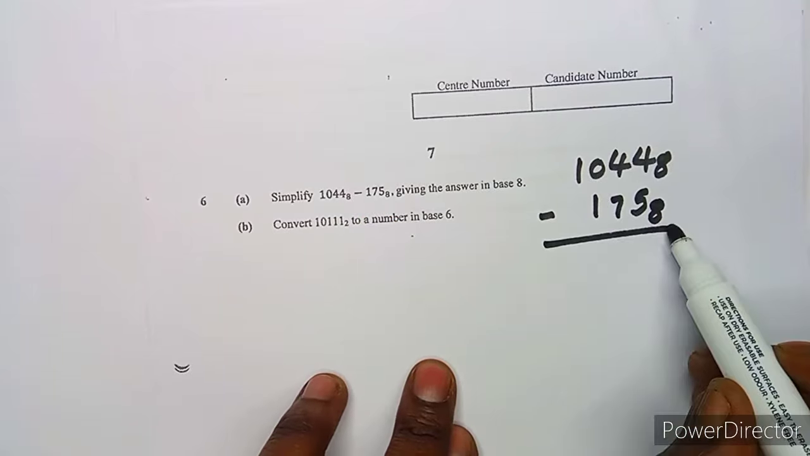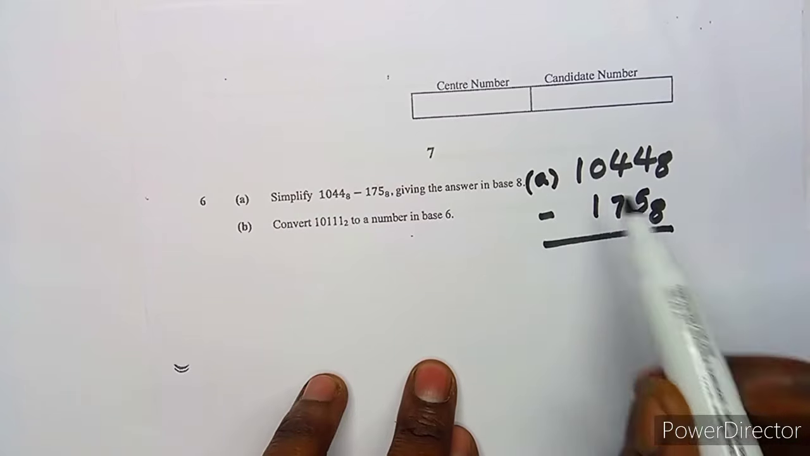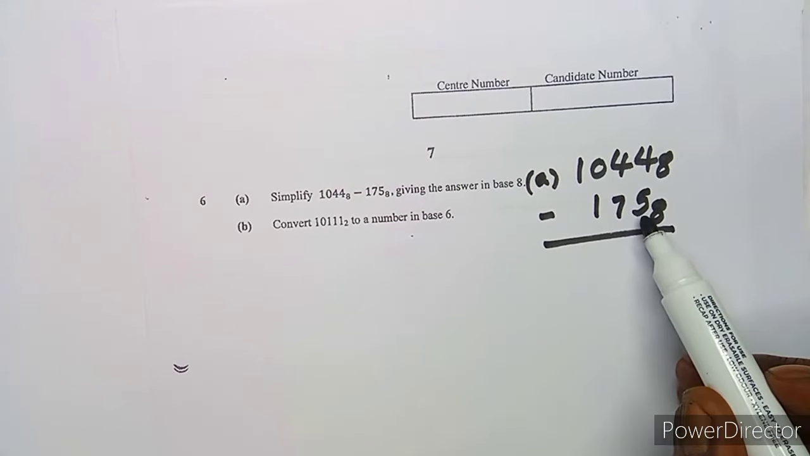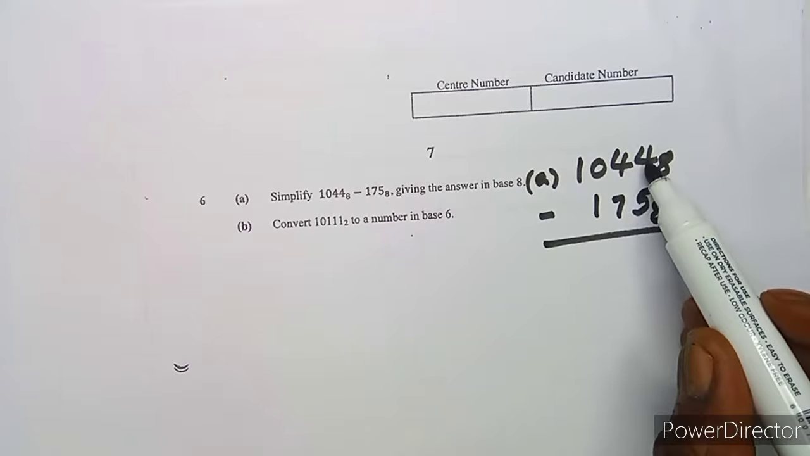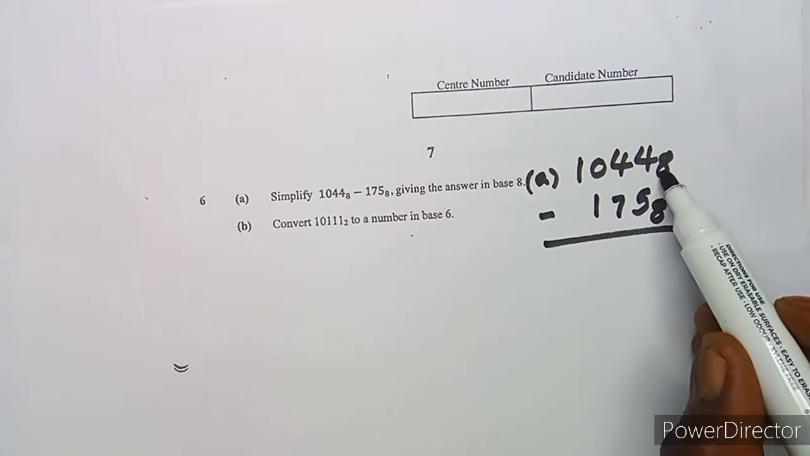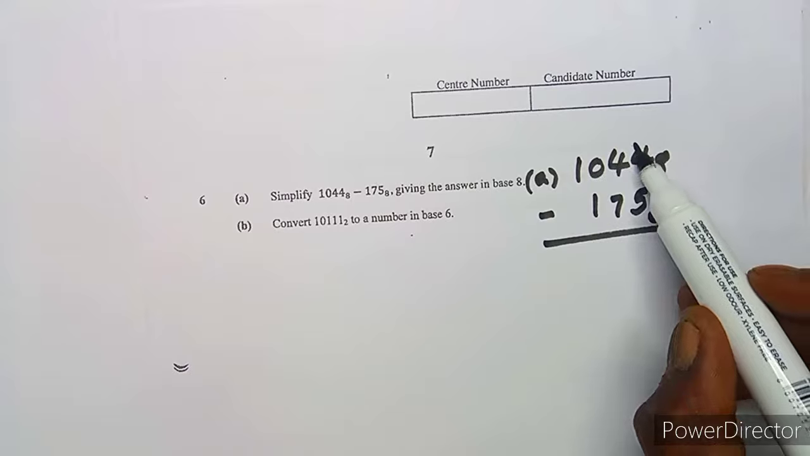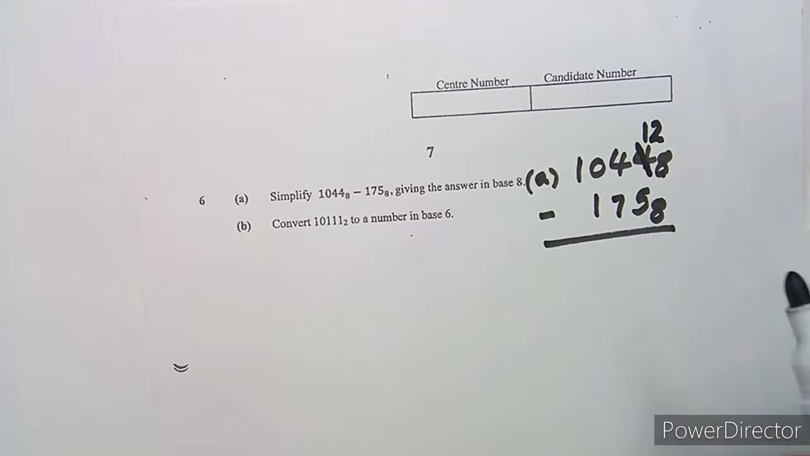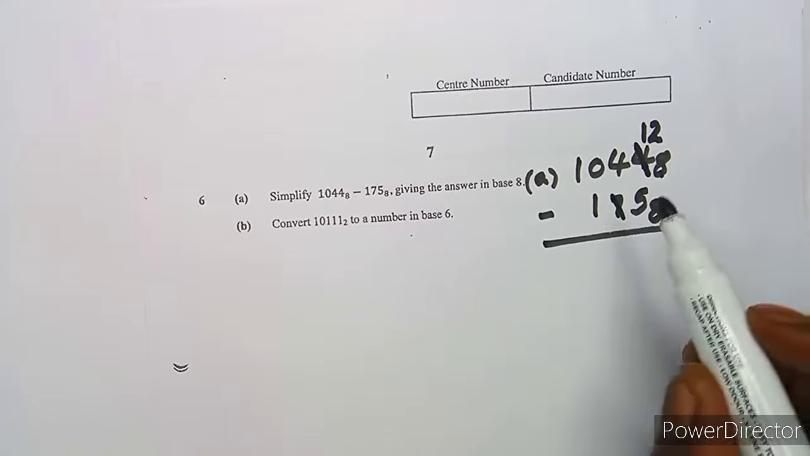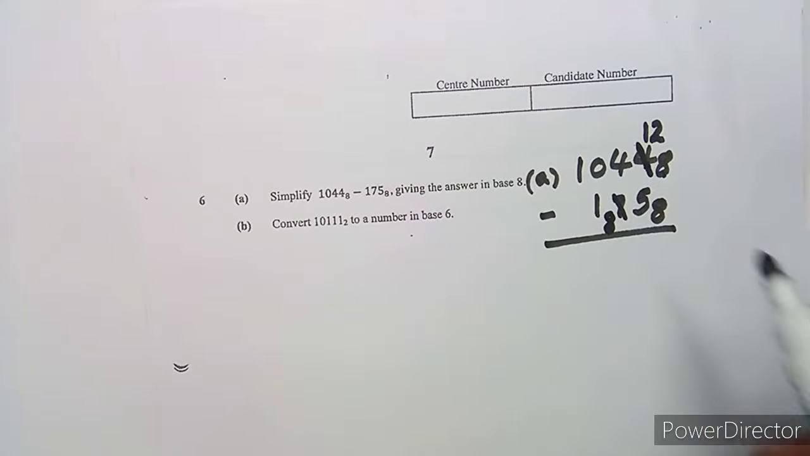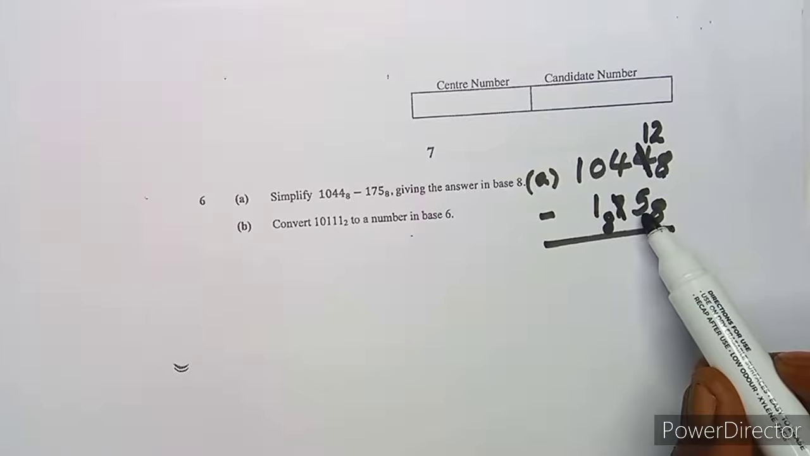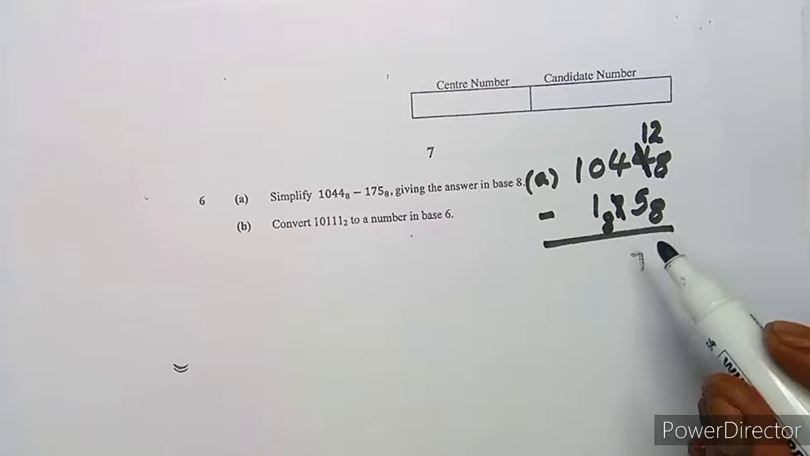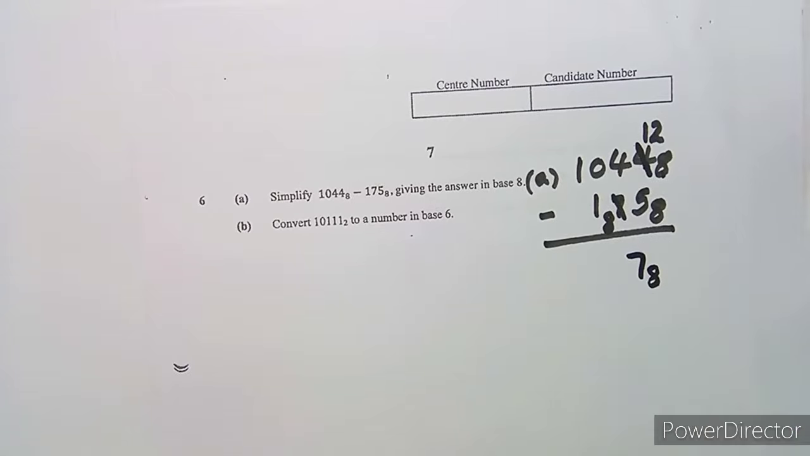Okay, remember the concept when you are subtracting: 4 minus 5 is impossible. So what do I do? I add the base here, because it's impossible for us to subtract. If we add the base here, it's 8 plus 4, which is 12. You've added the base, then you give 1 here, so this is going to be 8. So it's 12 minus 5 now. 12 minus 5, that's 7. Okay, we are in base of what? We are in base of 8.